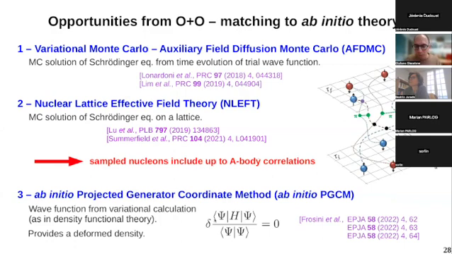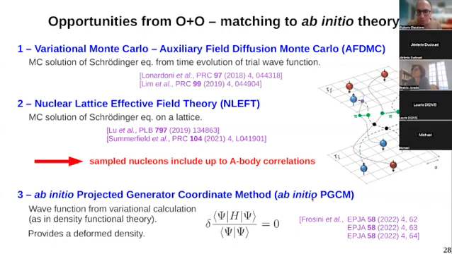Otherwise, we also have recent developments from Saclay. This is the newly developed ab initio projected generator coordinate method approach, which is again a sort of density functional, variational method, which gives us an intrinsic deformed density that we can use for oxygen collisions, but from an ab initio interaction.